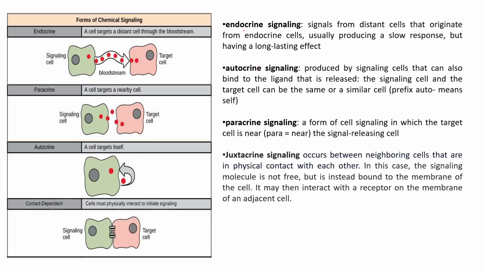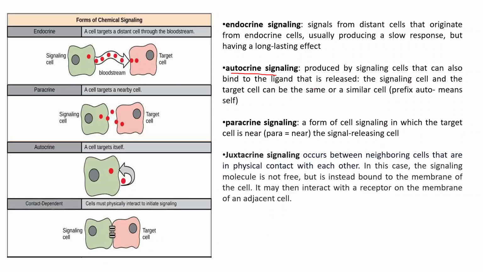Then there are different types of cell signaling. The first one, the simplest cell signaling, is autocrine signaling. So what is autocrine? Auto means same. Autocrine signaling means the signaling cell and the target cell are the same. Suppose in autocrine signaling the cell can also bind to the ligand that it itself has released.